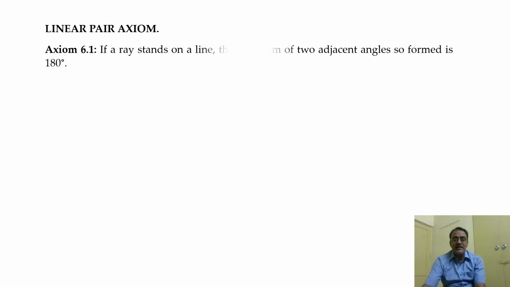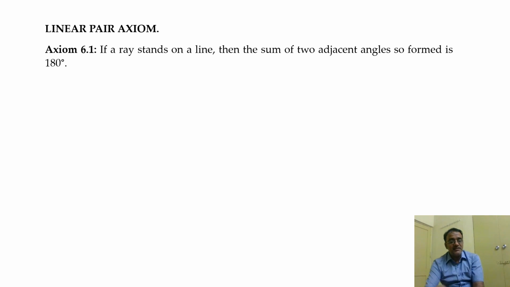So the first axiom is: if a ray stands on a line, then the sum of the two adjacent angles so formed is 180 degrees. 180 degrees क्यों हुआ? क्योंकि the two non-common arms will form a line. So line means straight line. Straight angle हम लोग को पता है कि 180 degrees है. So that is why the sum of two adjacent angles so formed is 180 degrees.